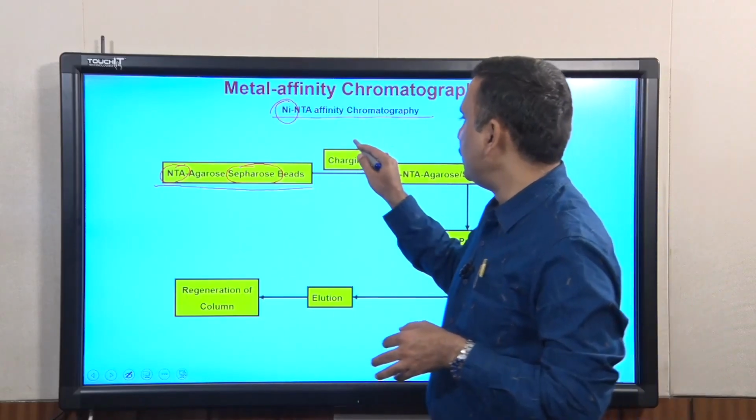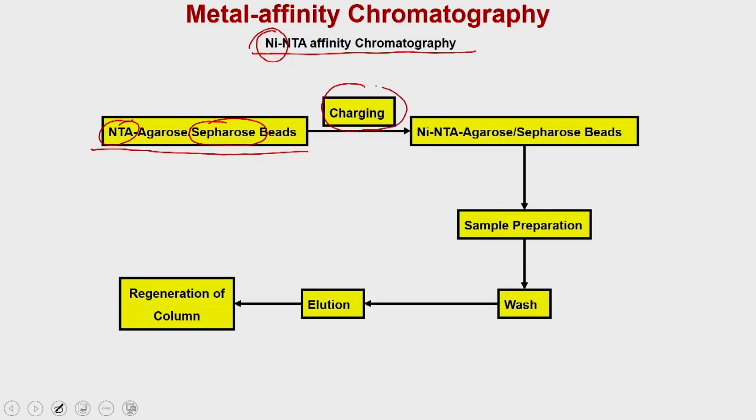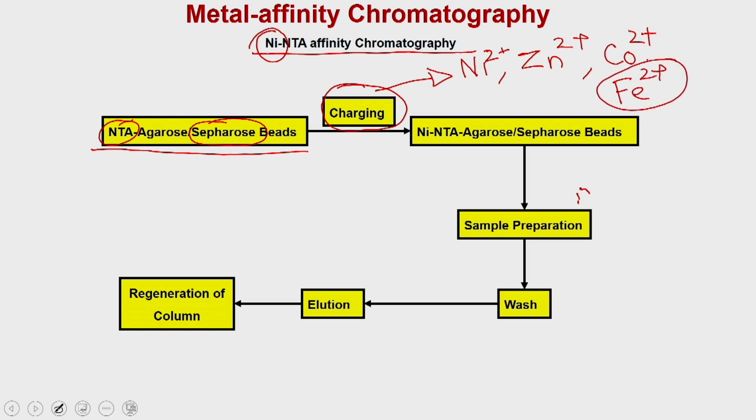So, the first step is the charging, which means you are going to charge the column with the transition metals. You have the option of using nickel, zinc, or cobalt, but you have no option of using iron.